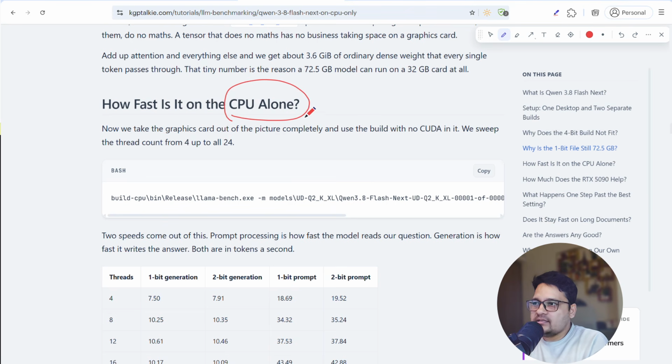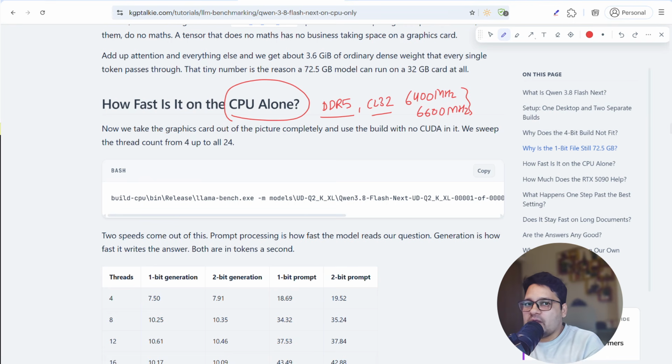I have 96 GB of RAM, actually DDR5 RAM. If you want to know my RAM configuration, it is DDR5, CL22, and the speed was, I guess, 6400 megahertz, or it was 6600 megahertz. I don't remember exactly how much it was, but it was about this much. If you need more information, you can just comment on the video, and I would be more than happy to tell you about the further configuration.